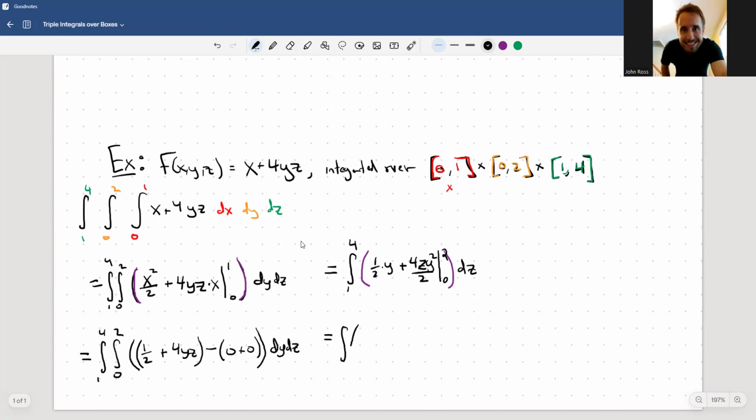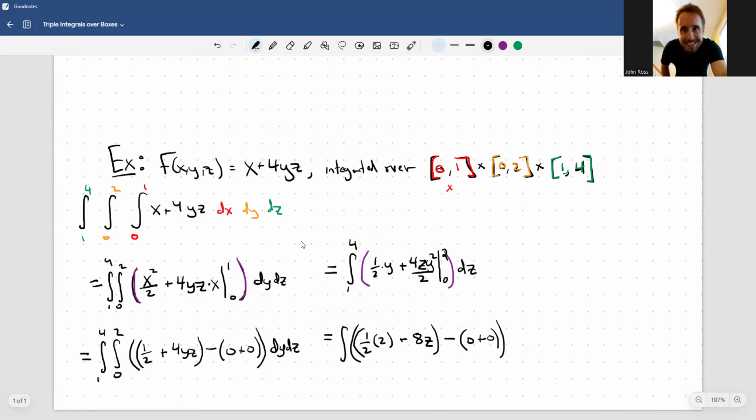Okay, so still in parentheses here. When I plug in y equals 2, I'm going to get 1/2 times 2 plus 4 times z times 2 squared. So that's 4 times z times 4 divided by 2. So I think that's just 8z when the dust settles. And that's my first half minus my second half. That's when I'm plugging in y equals 0. And so I will, again, just get 0 plus 0 there.